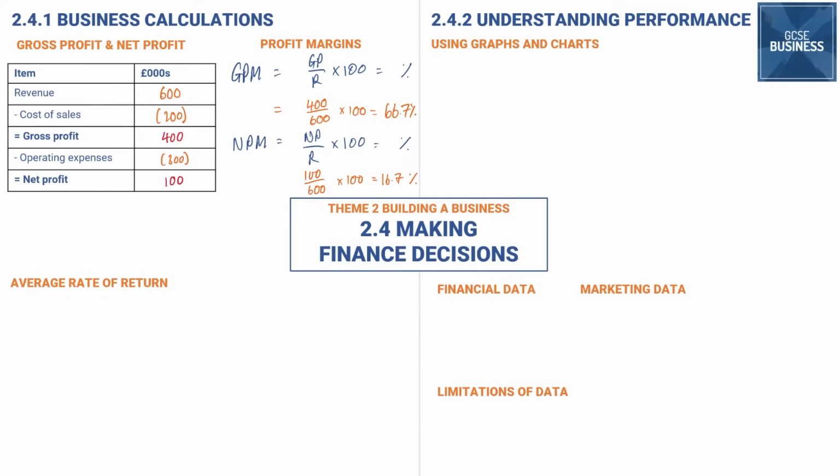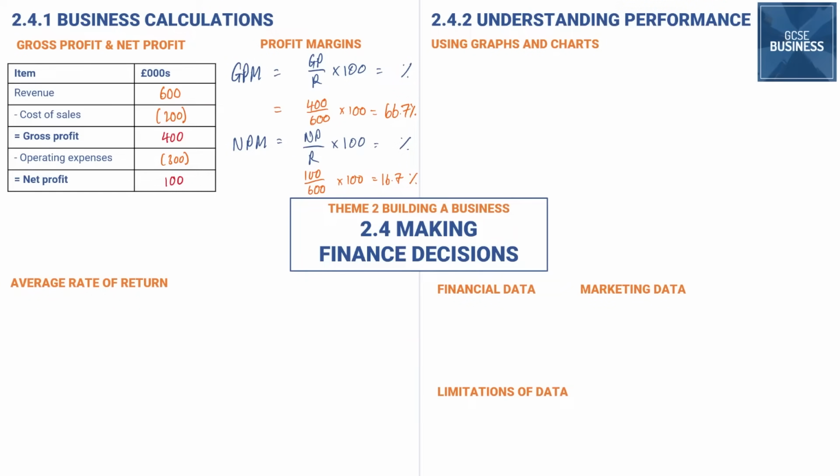So what that means is that after we paid our direct costs, our gross profit margin is what percentage of our revenue we've kept as gross profit. So we've kept, after paying off our costs, 66.7% of that revenue. And then after we've paid off all of our costs, our net profit margin, we keep 16.7% of our revenue.